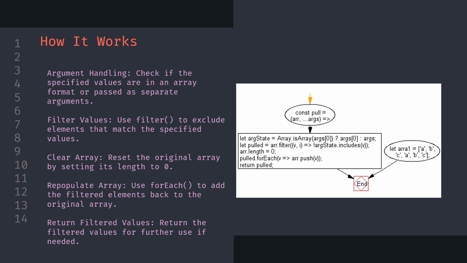Let's break this program into steps. First, the function determines whether the values to be removed are in an array or passed as separate arguments. Second, it filters the original array, excluding elements that match the specified values. Third, the original array is cleared by setting its length to 0. Fourth, the filtered elements are added back to the original array, ensuring it is updated in place. The function returns the filtered values for reference, which can be useful in some scenarios.